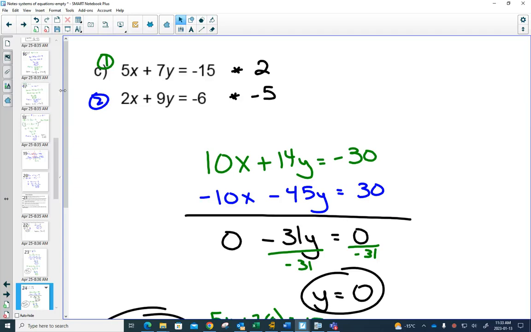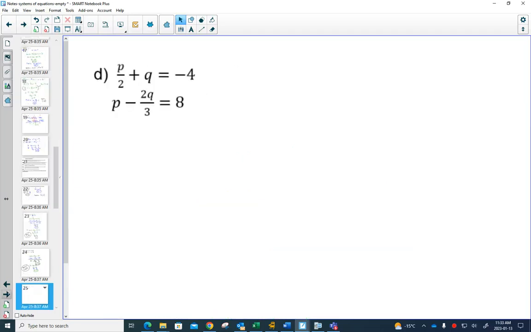What does it say at the bottom of the page? The bottom of the page says, congratulations. Oh, we have one more. Fractions.